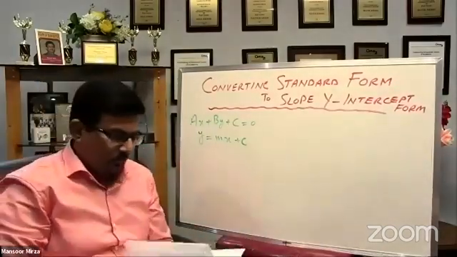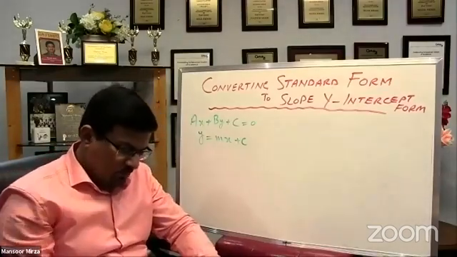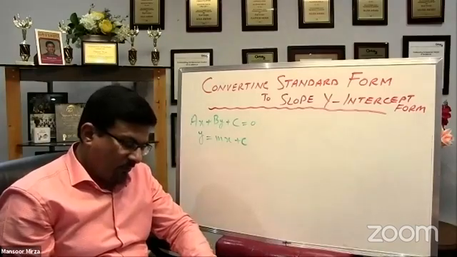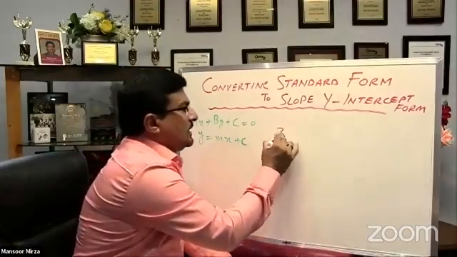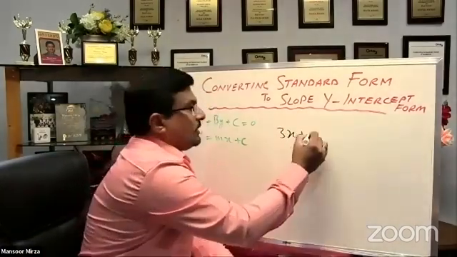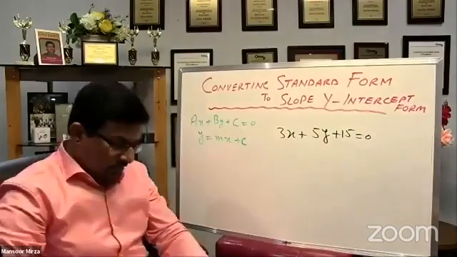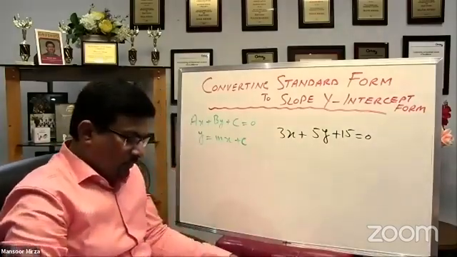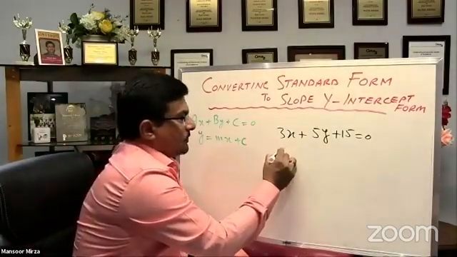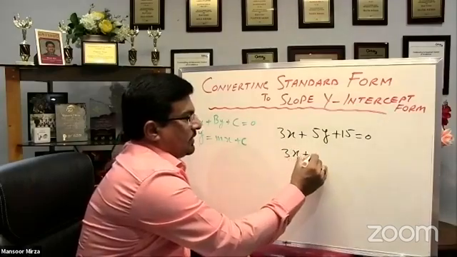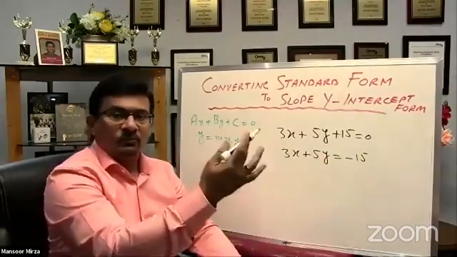I'm going to use this example for converting standard form to y-intercept form. The standard form equation given, for example, is 3x plus 5y plus 15 is equal to 0. So 3x plus 5y plus 15 is equal to 0. I'm going to change it to y-intercept form. So how am I going to change it? I'm going to move 15 to the other side, so 5y is equal to minus 15, because I moved 15 from the left to the right side.